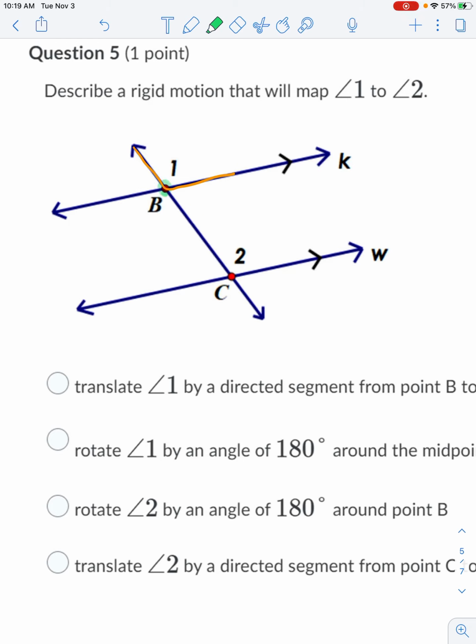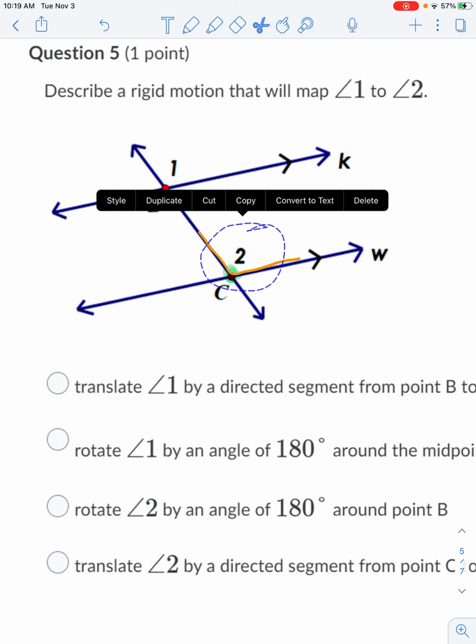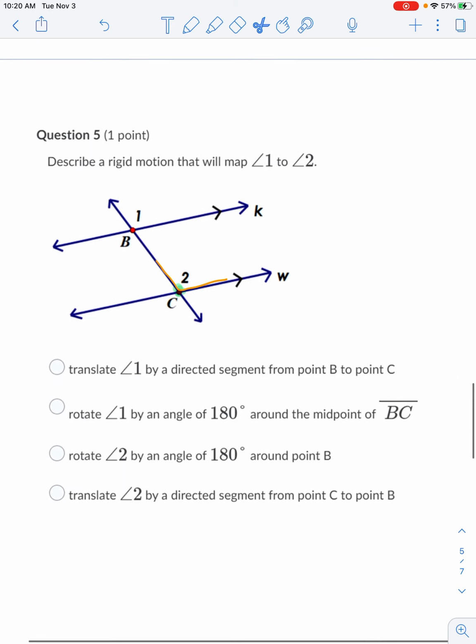Yeah, and I'm really sliding. Notice it has that vertex there of the angle. I want to slide the vertex. So now the vertex is on point C. So looking at these, I know I want a translation and I want to map 1 onto 2. So notice there's 2 that say translate. The first one says translate angle 1. The second one says to translate angle 2. But we know that we want to translate 1 onto 2. So it's got to be the first one. And it goes from the directed segment from B down to point C.